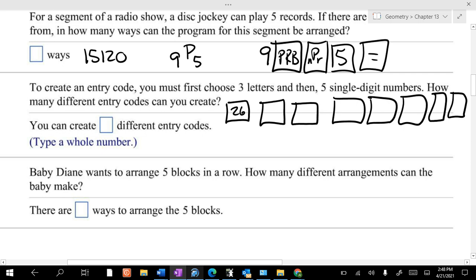And they don't say that you can't repeat the same letter, so you could go A, and then 1, 1, 2, 3, 3, or something like that if you want to. So you got 26 combinations for each. And for these, how many single digit numbers are there? 9 or 10? 10, because you have the number 0 as well. 1, 2, 3, 4, 5, 6, 7, 8, 9, 0.